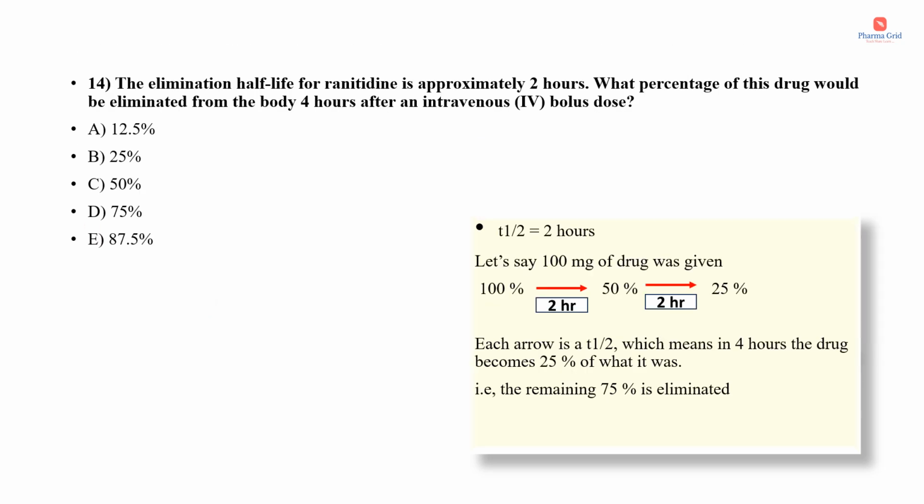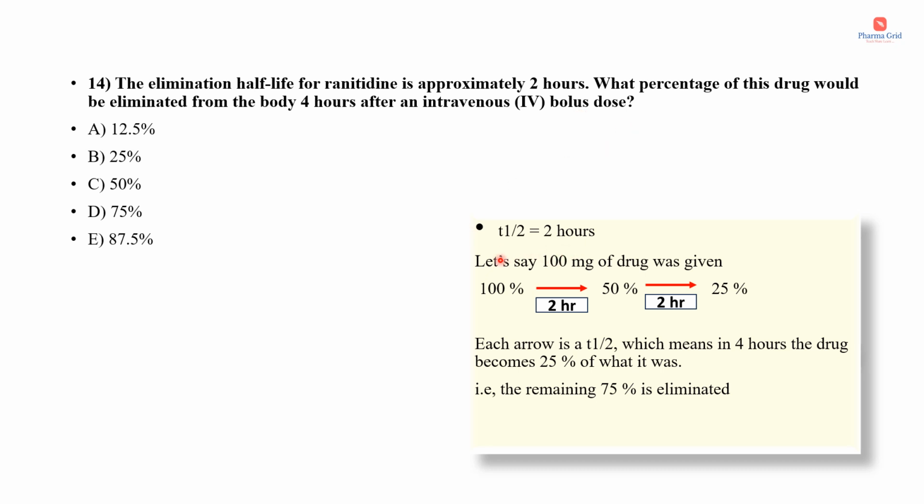Question number 14. The elimination half-life for ranitidine is approximately 2 hours. What percentage of this drug would be eliminated from the body 4 hours after an intravenous bolus dose? Okay, so in this question, elimination half-life of ranitidine is given as 2 hours. And here we need to calculate what percentage of this ranitidine would be eliminated from the body 4 hours after an IV bolus dose. Okay, so here T half is given as 2 hours.